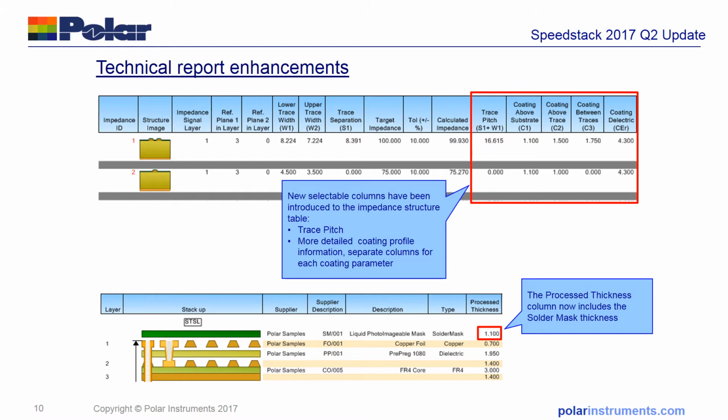You can now select columns to display the trace pitch, the coating above the substrate, the coating above the trace, between the traces, and the dielectric constant of the coating itself. In addition, the process thickness now includes the solder mask. This has been a common request to add solder mask to process thickness as an option on the printout report.